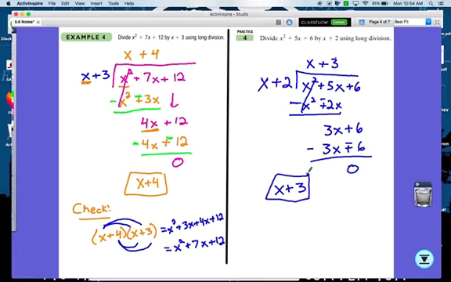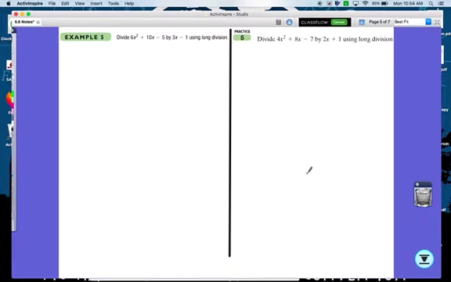And if I multiplied x plus 3 and x plus 2, I will get x squared plus 5x plus 6. All right, let's look at this one. I've got 3x minus 1 as my divisor, what I'm dividing by. I'm going to divide it into 6x squared plus 10x minus 5.